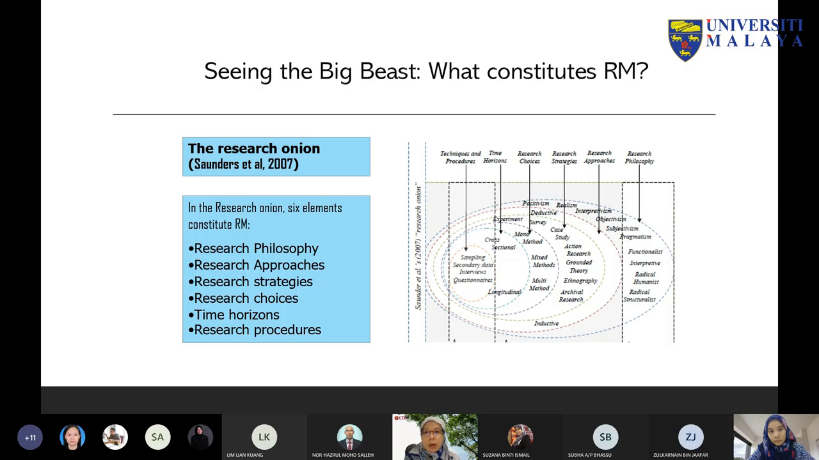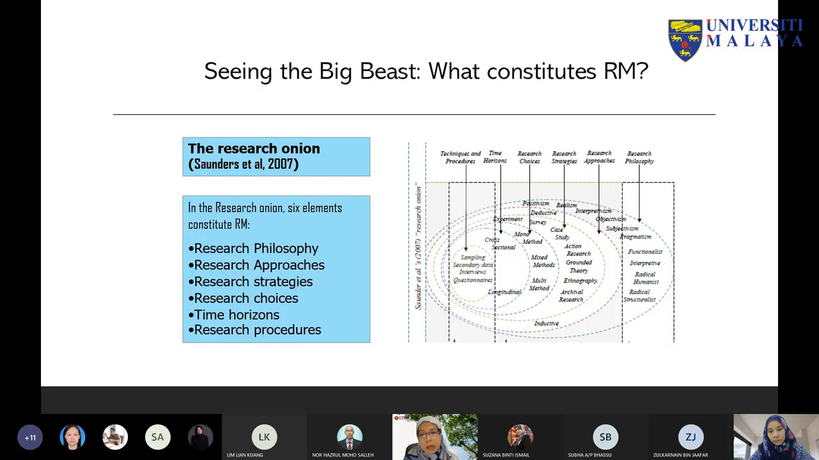The research onion, according to Saunders, has more layers or elements compared to Kagioglu's nested model. Which one is better? It's up to you. Some researchers like to have something very detailed. Some want something a bit flexible. If you want something flexible, you can have the nested model. But if you want something specific and structured that can better guide you in your research, you can adopt the research onion in discussing your research methodology.